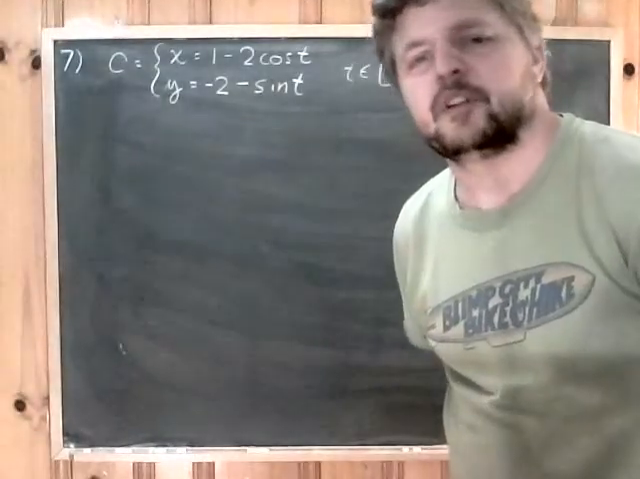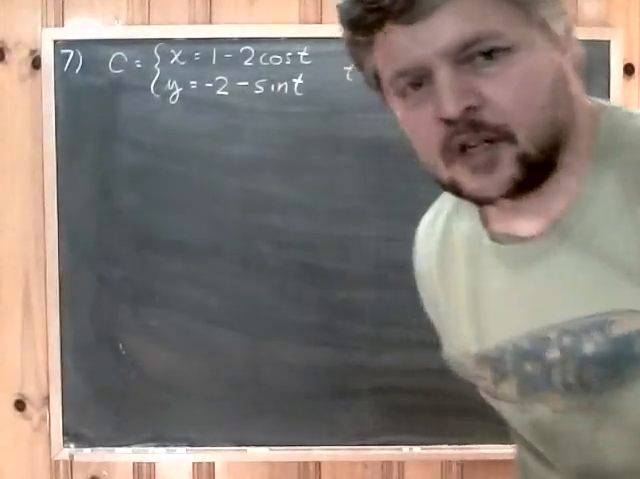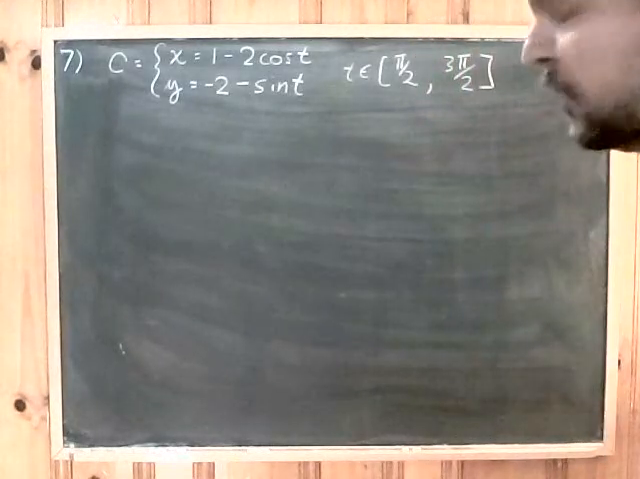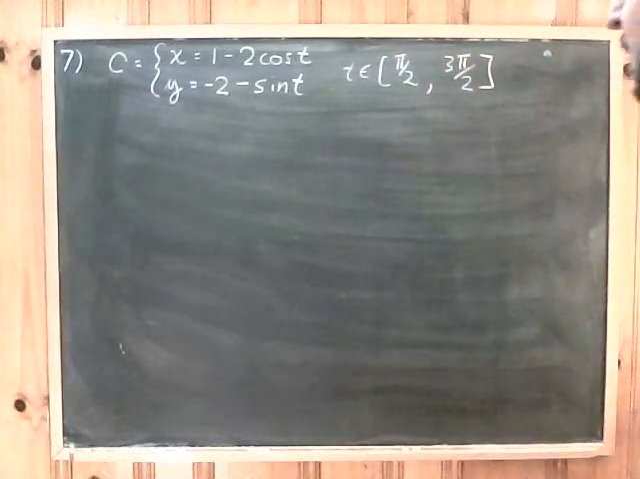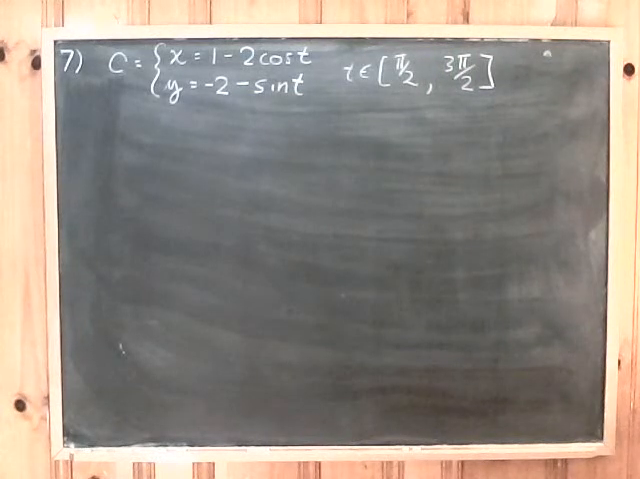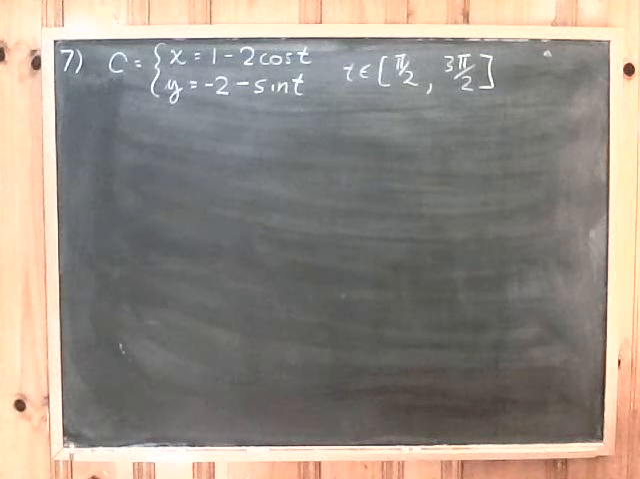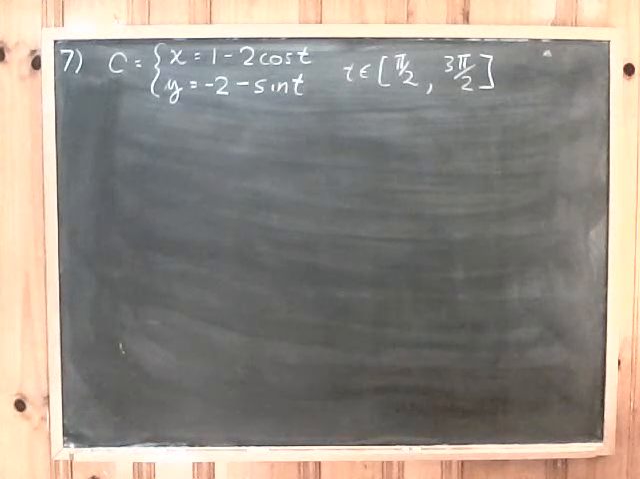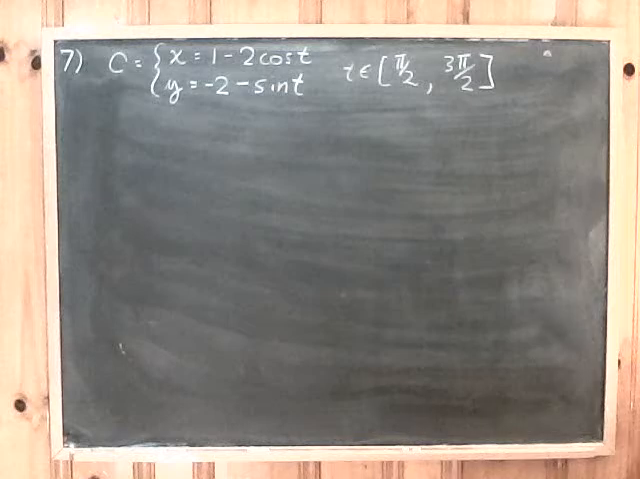The number 7 on the test review says to graph these parametric equations, find the parameterized curve. It says to first eliminate t and then draw the picture. So this is a sine and cosine problem, so we'll use the trick where you square both sides and add the equations together.